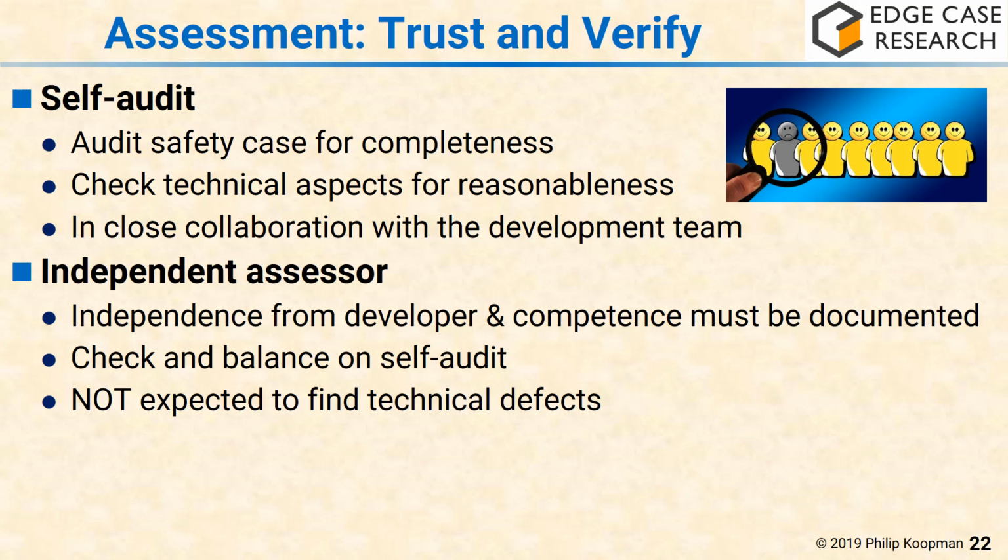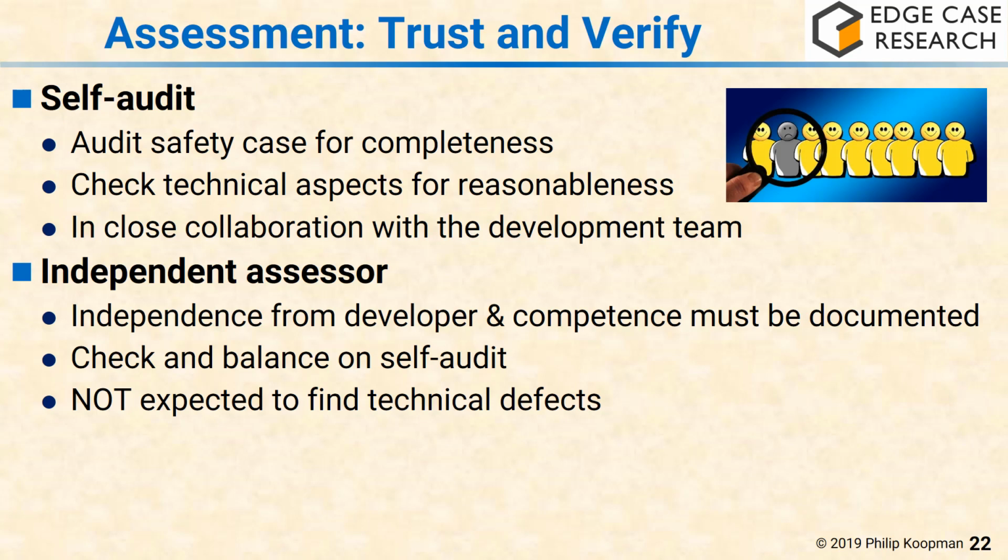The independent assessor comes in. The independent assessor checks to make sure that the self-auditors have done a complete job. The independent assessor has to be independent and competent, but they don't have to know the ins and outs. What they have to be able to do is check and say, yep, this is a well-formed safety case. So it's a check and balance on the self-audit to make sure the self-audit doesn't have any blind spots. The independent assessors, critically, are not expected to find technical defects. They're not the bug police.